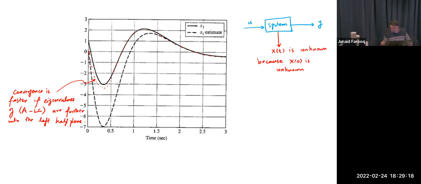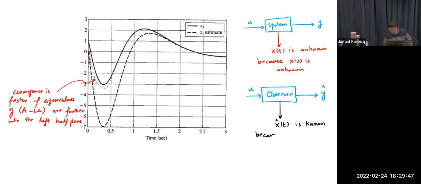Right? However, if you have an observer, which is a replica of the system, you have the same input U, you have output Y hat, and now the X hat is known, because any arbitrary initial condition can be used. So you can arbitrarily select X hat of 0.